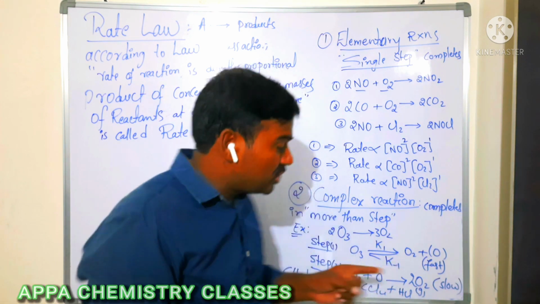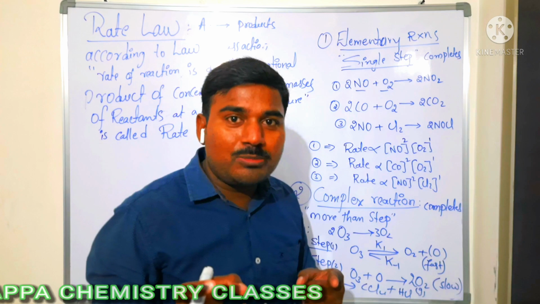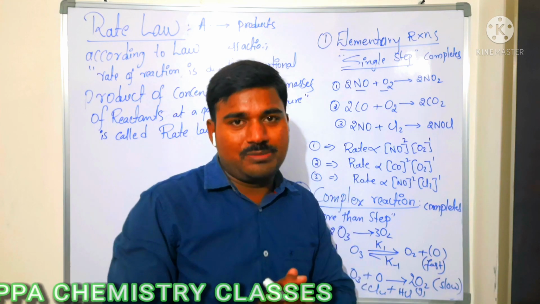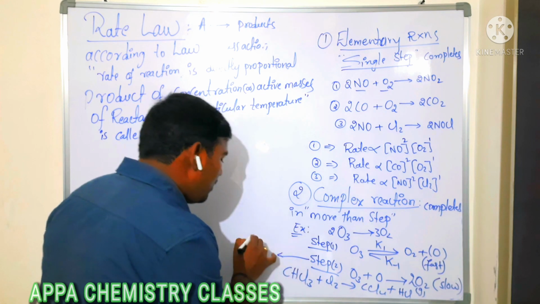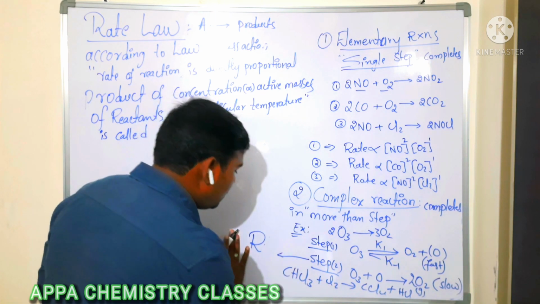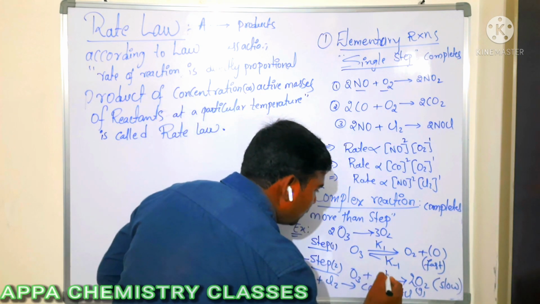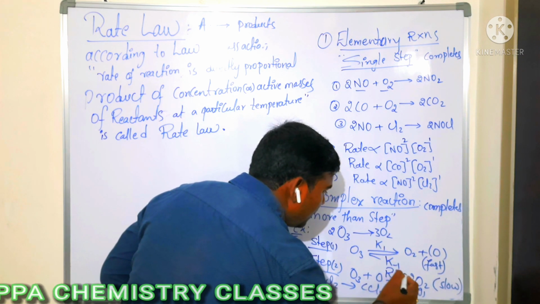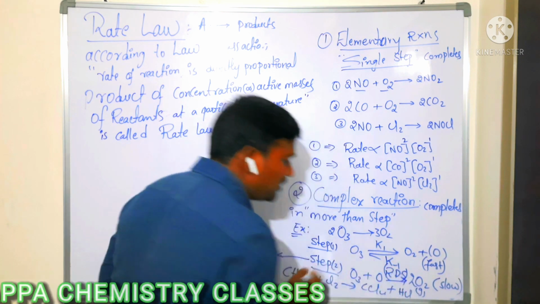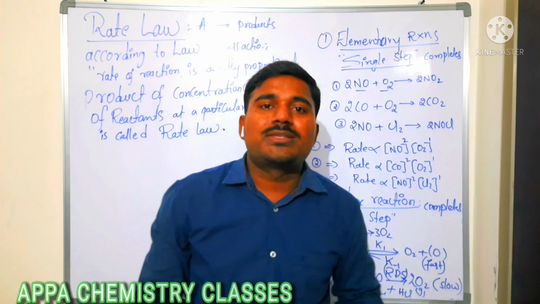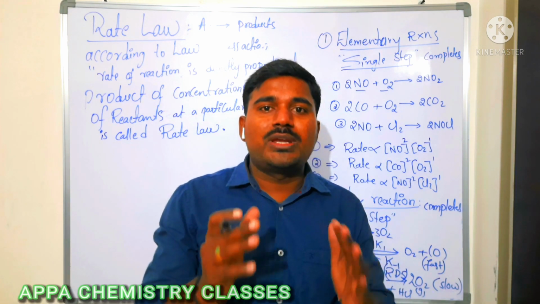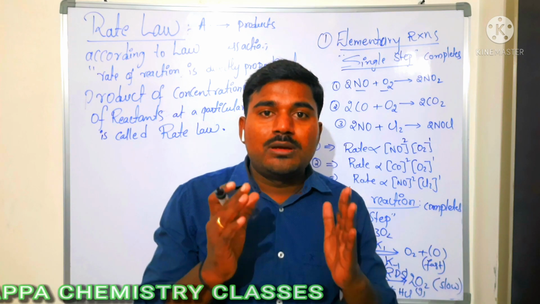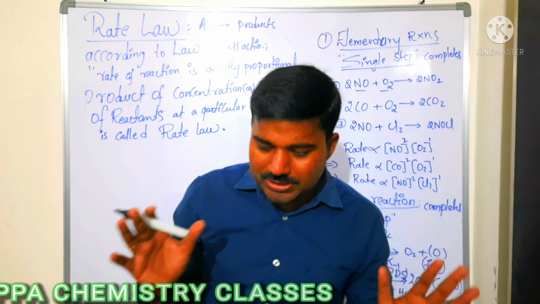For that reason, that slowest step of a chemical reaction is said to be the rate determining step. The slowest step is called RDS. I will write it on the arrow itself. What is meant by RDS here? Rate determining step. So in a complex reaction, several steps are involved. In that, the slowest step of a reaction is called the rate determining step. Is that clear?